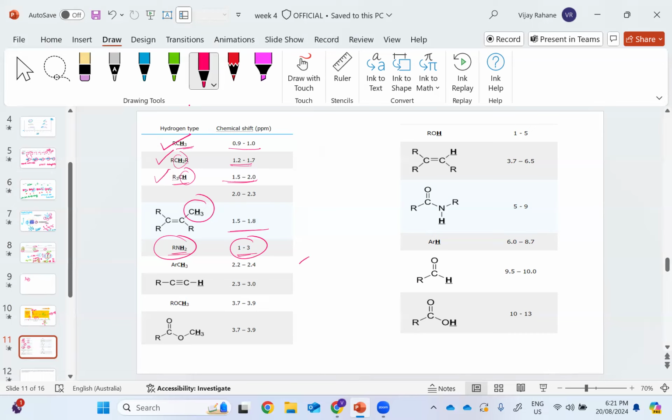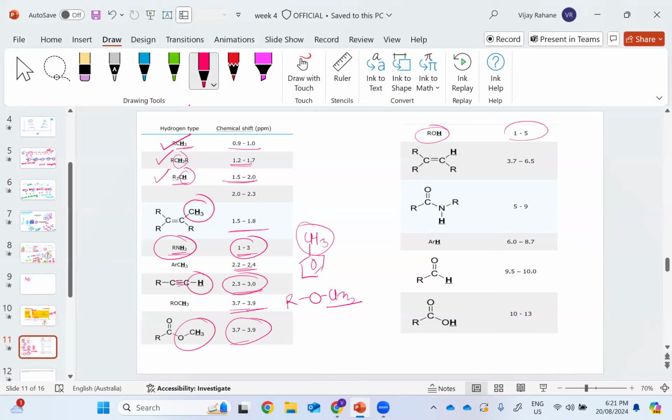Similarly, the methyl group which attaches to the aromatic ring, let's say the example of toluene, is located between 2.2 to 2.4. Similarly, we have the proton attached to the triple bonded carbon. They show between 2.3 to 3 ppm. Let's say we have the example of the methoxy group. This methoxy shows between 3.7 to 3.9. And if we have the ester, then it will show between 3.7 to 3.9, about the same region.